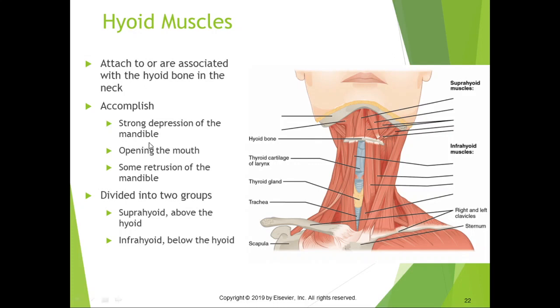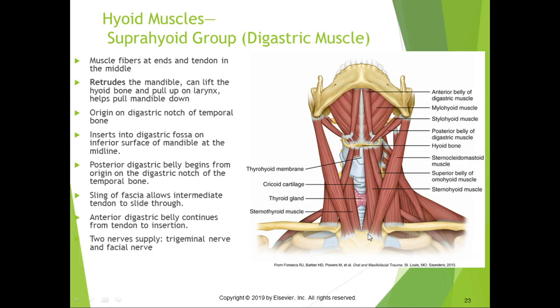When we talk about these hyoid muscles, we usually divide them into two groups. We either have the suprahyoid, and those muscles are above the hyoid bone, or we have the infrahyoid muscles, which are all below the hyoid bone. We can see some of them marked off here on our diagram for us. So we're going to look at the suprahyoid group first.